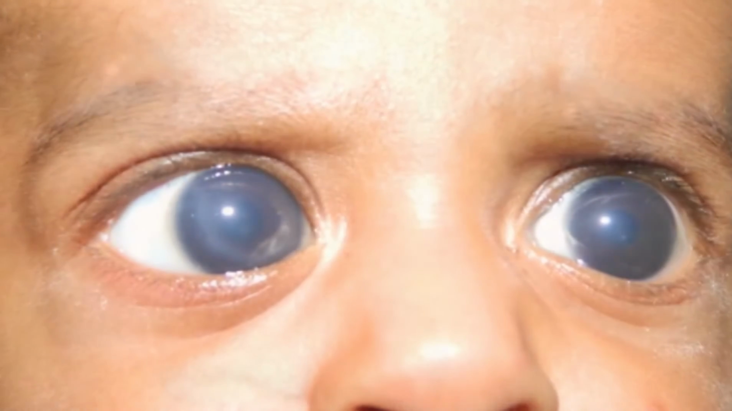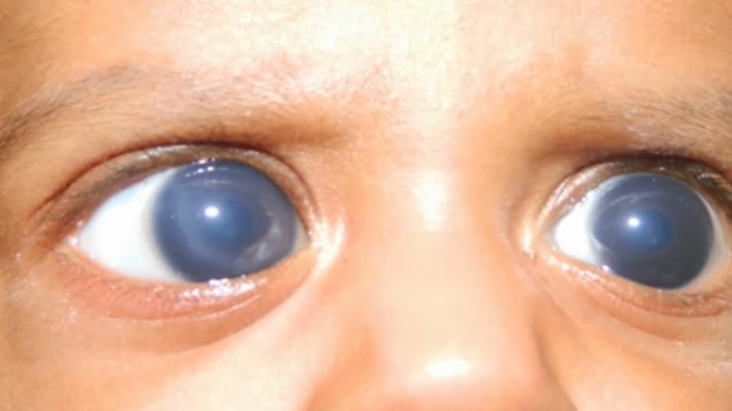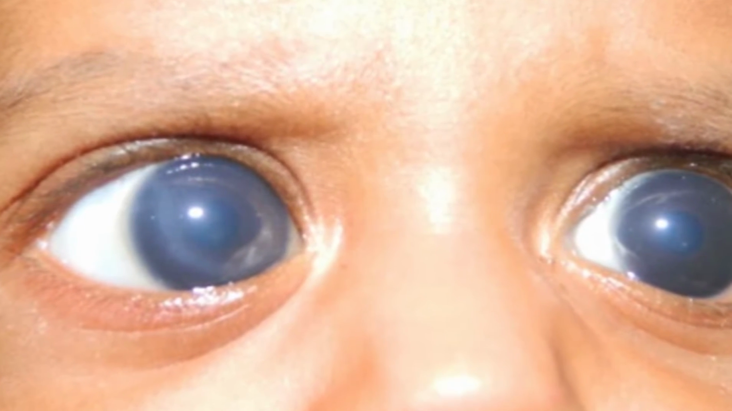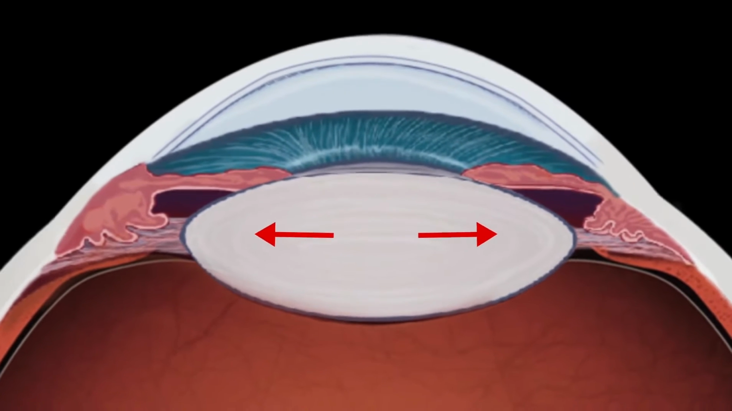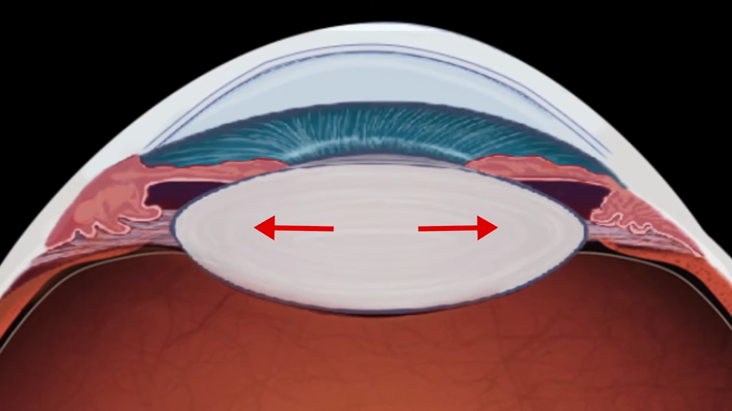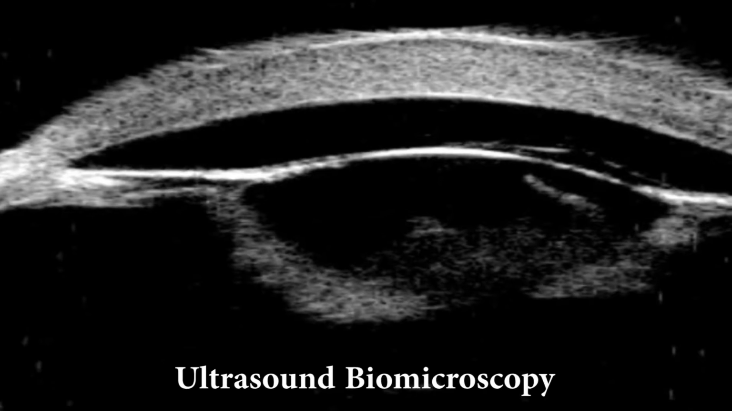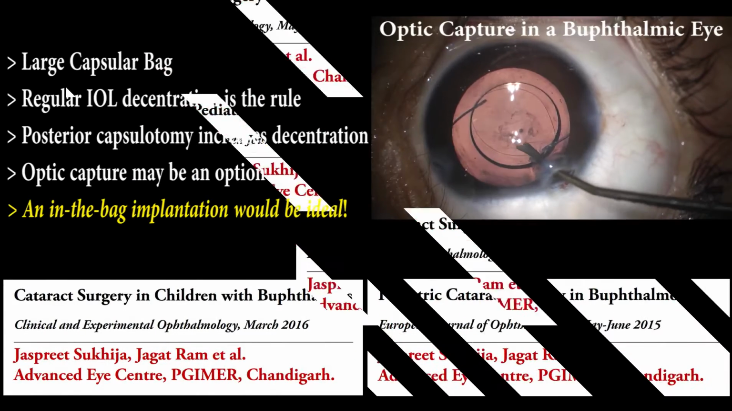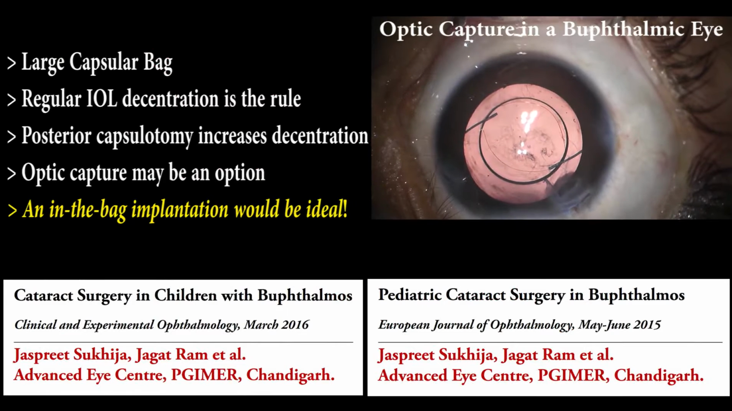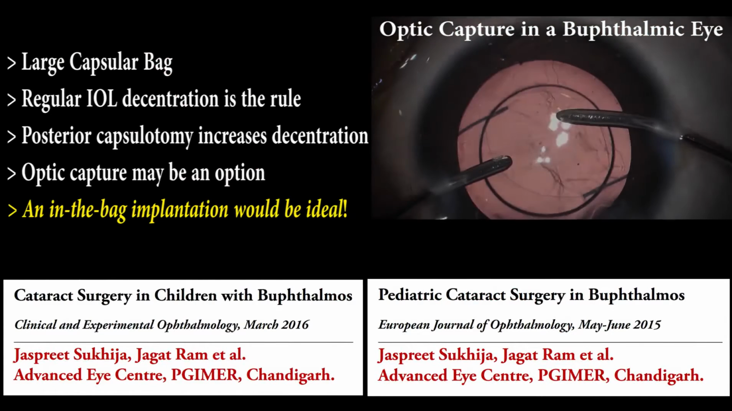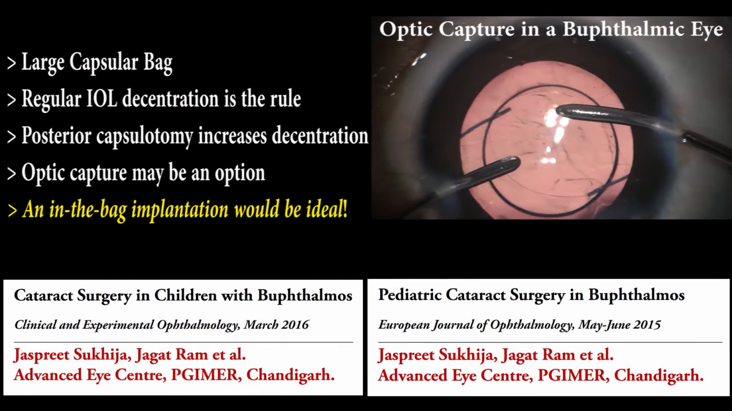Besides the difficulties of operating in a very large eye, intraocular lens placement offers a unique challenge. The capsular bag stretches along with the eye, leading to a relatively large capsular bag, which can be seen in vivo with the help of ultrasound biomicroscopy. In the bag, implantation of a regular sized IOL leads to decentration in almost all the cases.